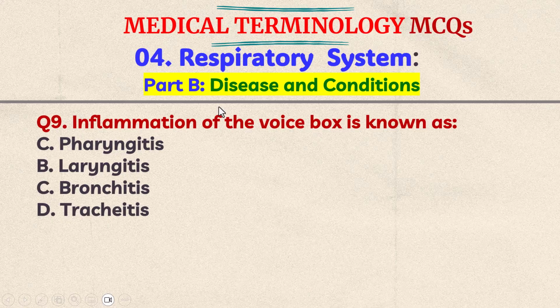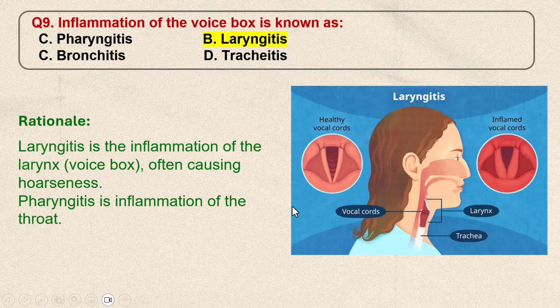Question number 9. Inflammation of the voice box is known as A. pharyngitis, B. laryngitis, C. bronchitis, D. tracheitis. Think the answer. The correct answer is B, laryngitis. You can see the vocal cords are situated in the larynx. So inflammation of the vocal cord means laryngitis. So the laryngitis is the inflammation of the larynx, that is voice box, often causing hoarseness. On the other hand, pharyngitis is the inflammation of the throat.